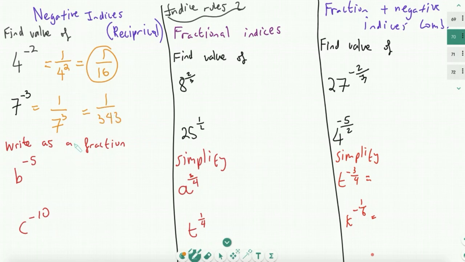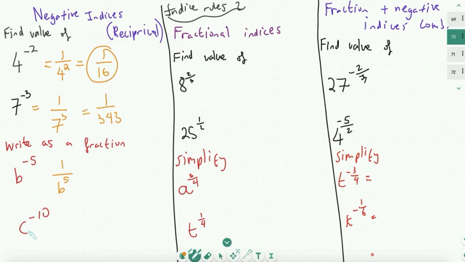Let's make this more algebraic. Write as a fraction b to the power of negative 5. Well, same thing. I see a negative indice. A negative means reciprocal. b as a fraction would be b over 1. So we're going to swap that. 1 over b, and the negative becomes positive. 1 over b to the power of 5.